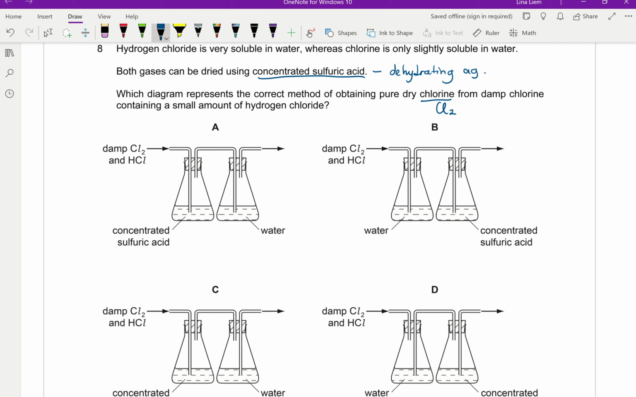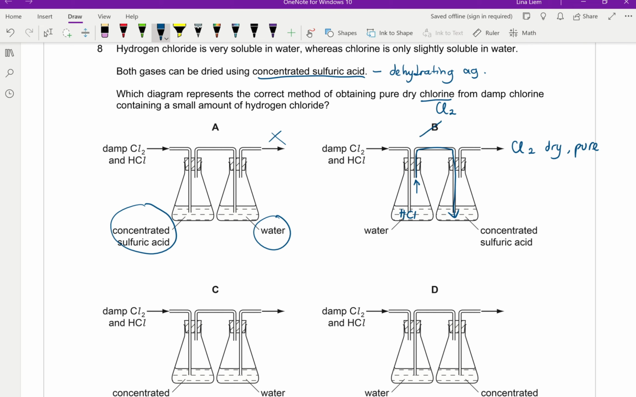Take a look at A. It doesn't make sense if you dry the gas first and then blow the gas into the water, because then your product will be damp, not dry. So A is wrong. B, you first dissolve HCl in water. So HCl will remain here making hydrochloric acid solution, and the Cl2 will be blown into the concentrated sulfuric acid, drying it, and then you will get dry and pure chlorine gas at the end. So the answer should be B.